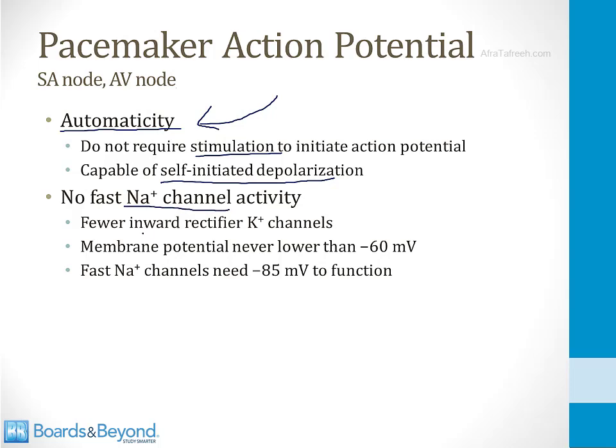These cells have fewer inward rectifier potassium channels. And remember what I told you before, those channels are what make myocytes have a negative 85 millivolt membrane potential at rest. Because pacemaker cells have fewer of these channels, their membrane potential never gets lower than minus 60 millivolts. And those fast sodium channels need a membrane voltage of minus 85 millivolts to function properly. As a result, there is no important role for fast sodium channels in pacemaker cells.